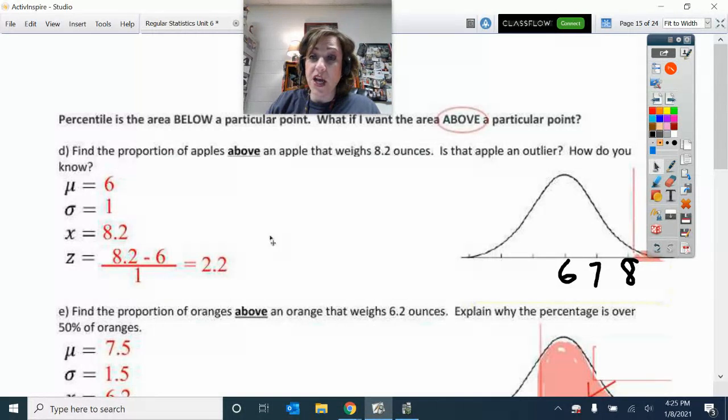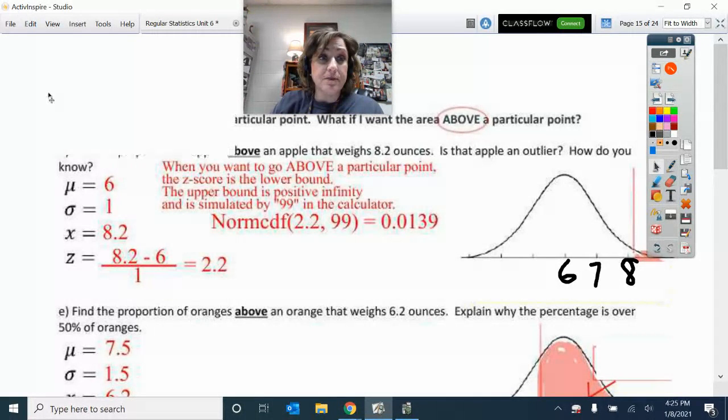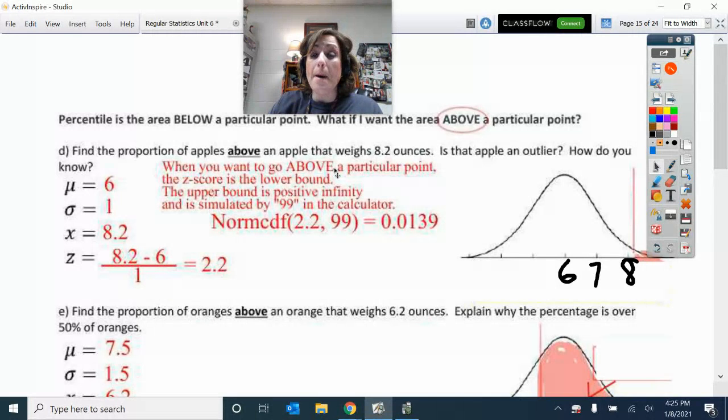So if we want to go from that point up to positive infinity, then we're going to do normal CDF. When you go above a particular point, you want to go to upper infinity, so we're going to simulate that with a positive 99. So norm CDF from 2.2 up to 99, and that comes out to 0.0139.